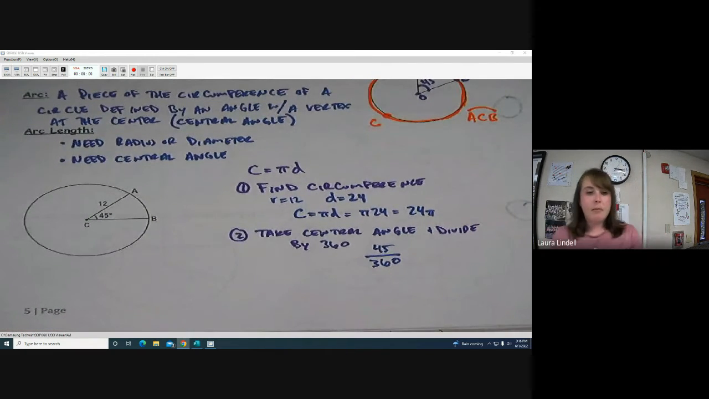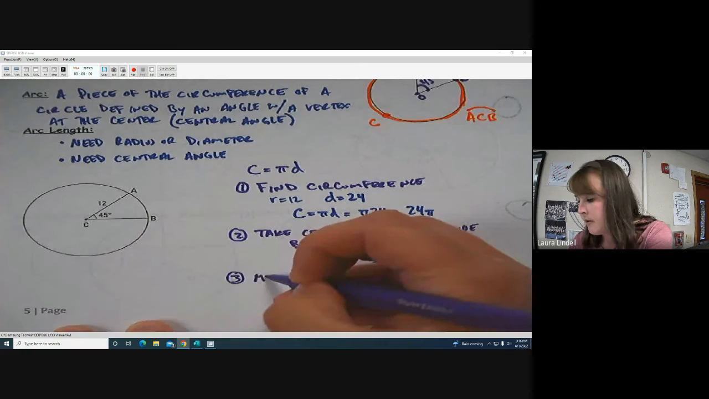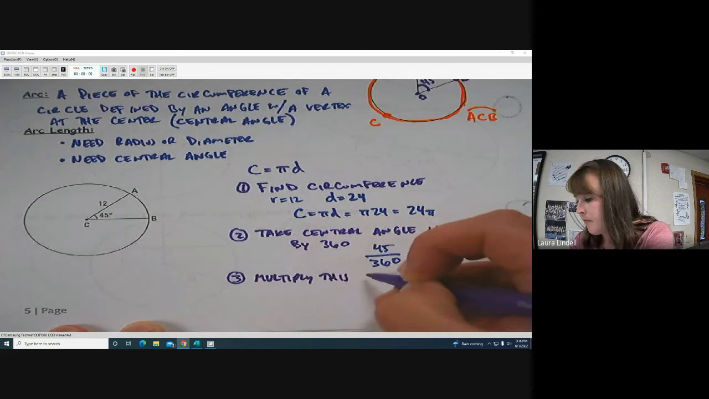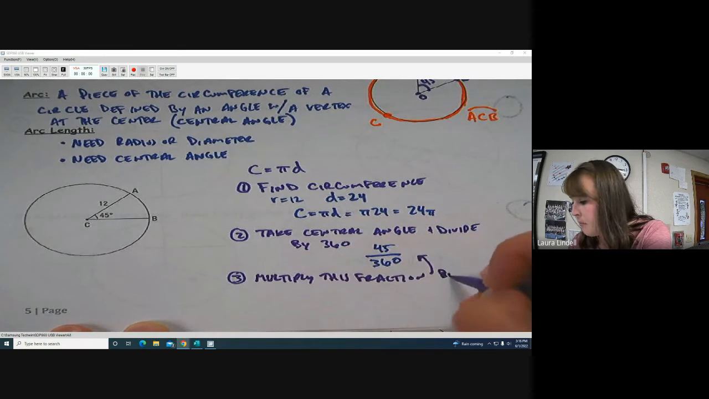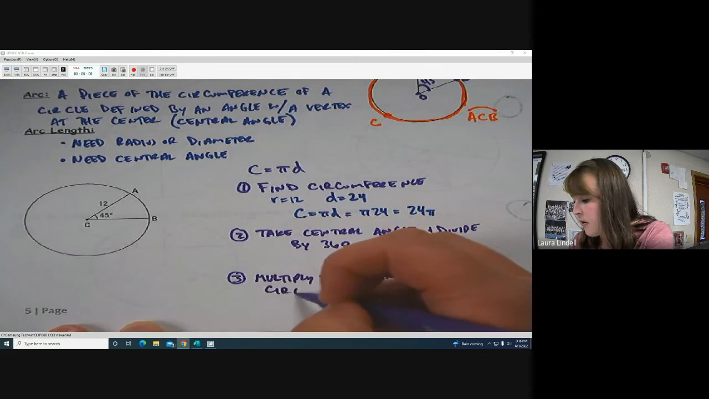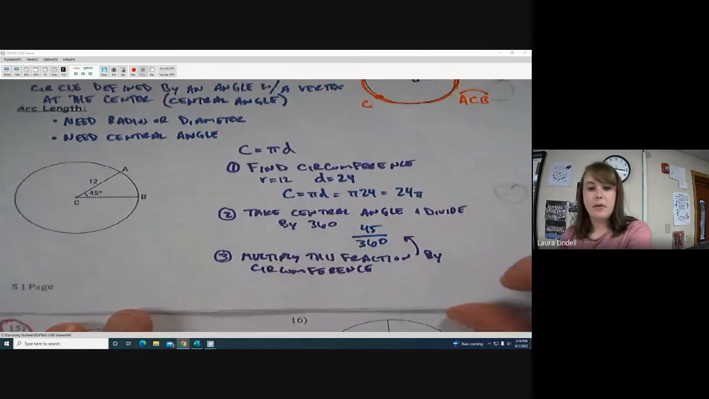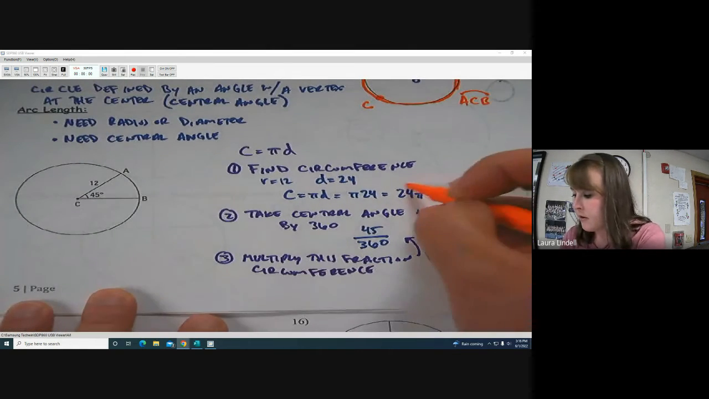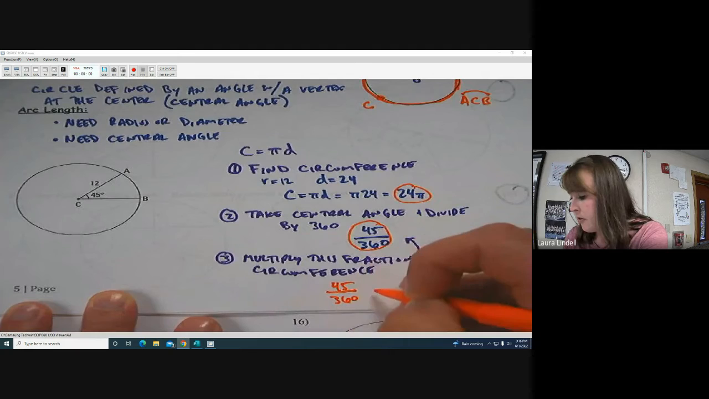All right, so now I'm going to bring those two parts together. We're going to multiply this fraction, that one, by the circumference. All right, so we're going to take and multiply that fraction by the circumference. So I'm going to grab both of these things, the circumference and the fraction. We're going to go 45 over 360 times 24 pi.